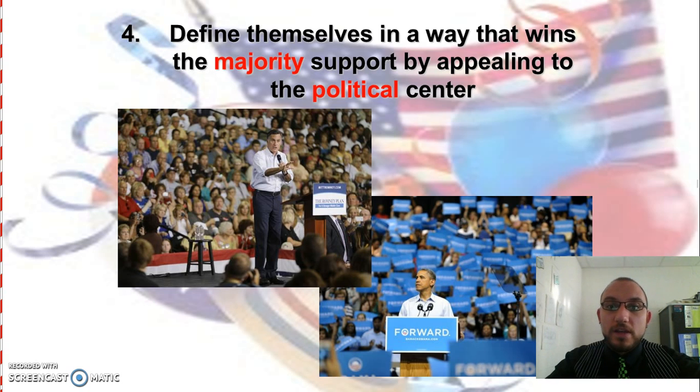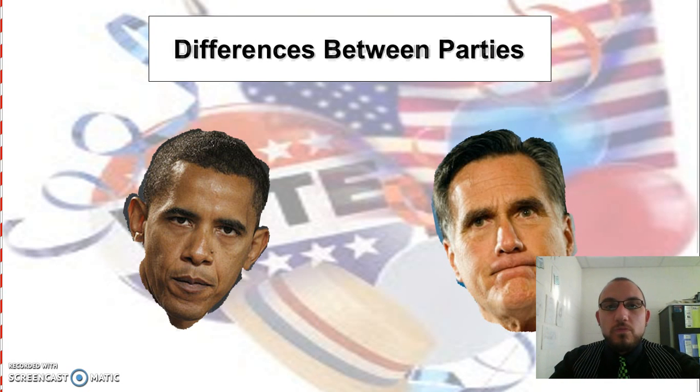Okay, but the way the parties win is they work to appeal to the political center. They work to appeal to what most of us are in order to win an election and in order to gain office and gain political power. So there's four ways that they're the same. How are these parties different?